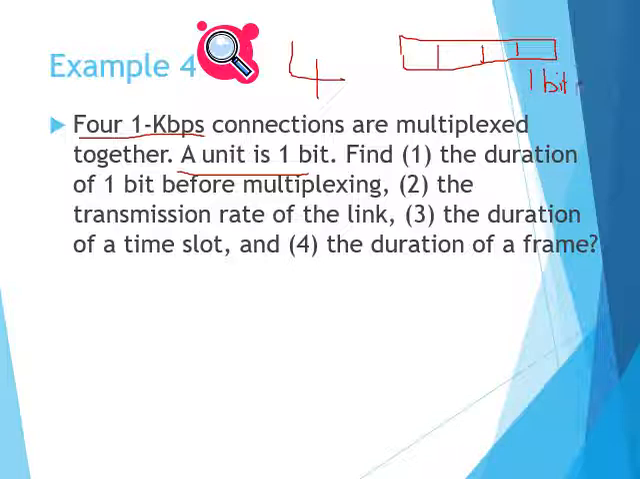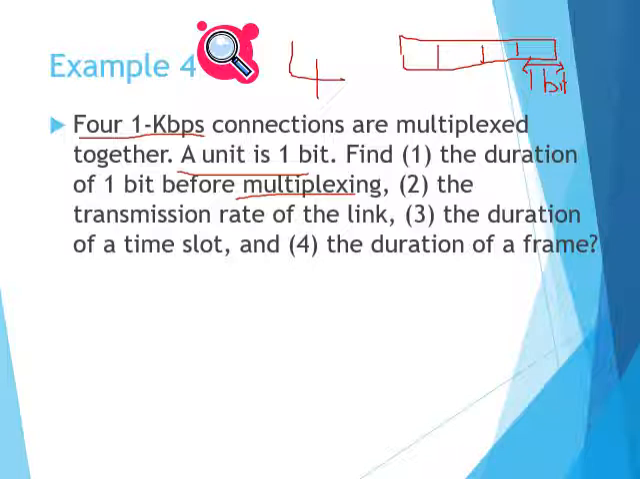In each time slot it will contain 1 bit. So find the duration of 1 bit before multiplexing. Now 1 bit before multiplexing means before the multiplexer.